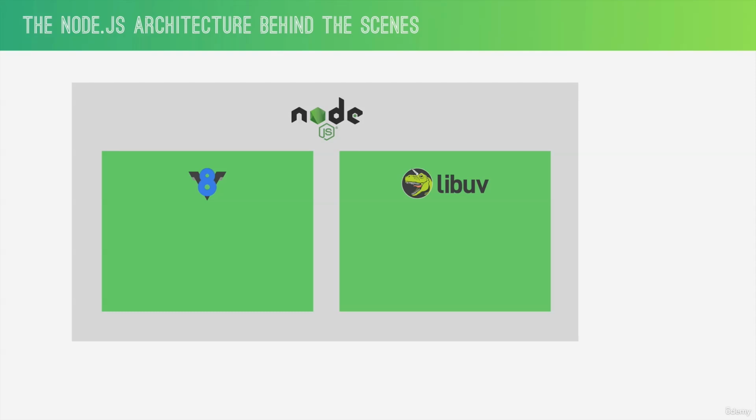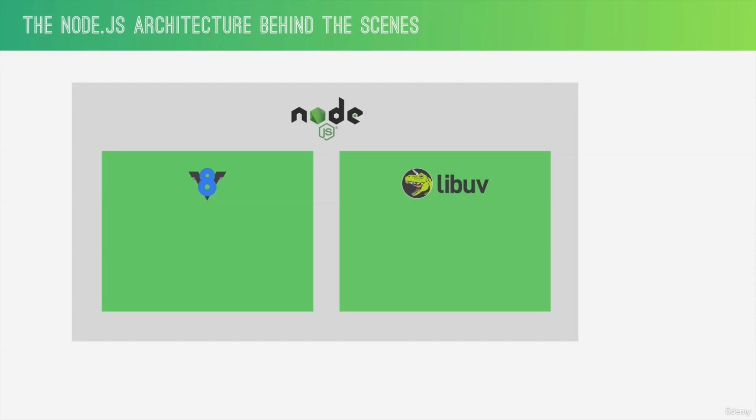Okay, but that alone is not enough to create a whole server-side framework like Node. And so that is why we also have libuv in Node. And libuv is an open source library with a strong focus on asynchronous I/O, so input-output. This layer is what gives Node access to the underlying computer operating system, file system, networking, and more.